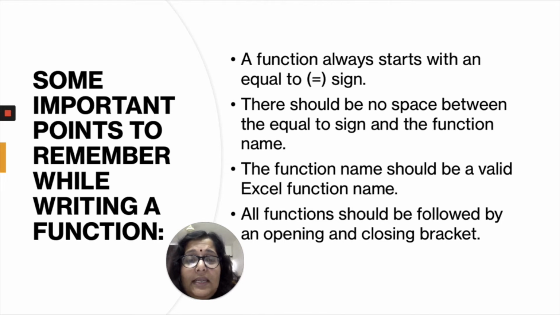The function name should be a valid Excel function name. For example, if you want to find the sum of a couple of cells, then you have to give =SUM. So it should be something that's recognizable by the Excel sheet. So it should be a valid Excel function name. All functions should be followed by an opening and closing bracket. That is, your argument should always be placed inside brackets.